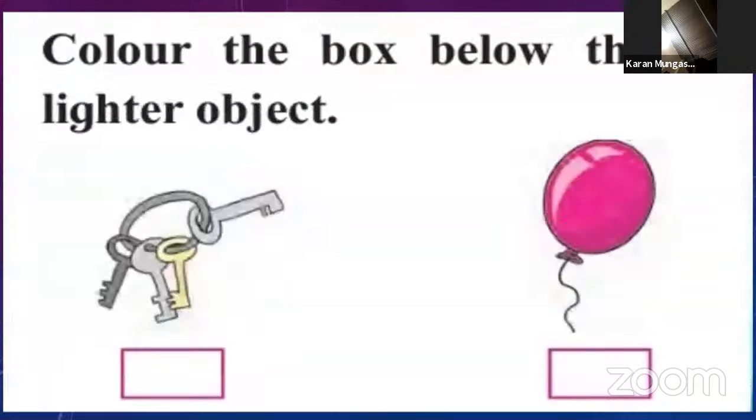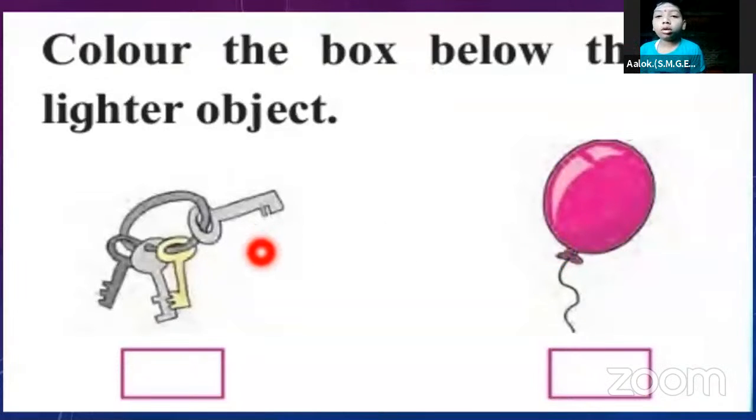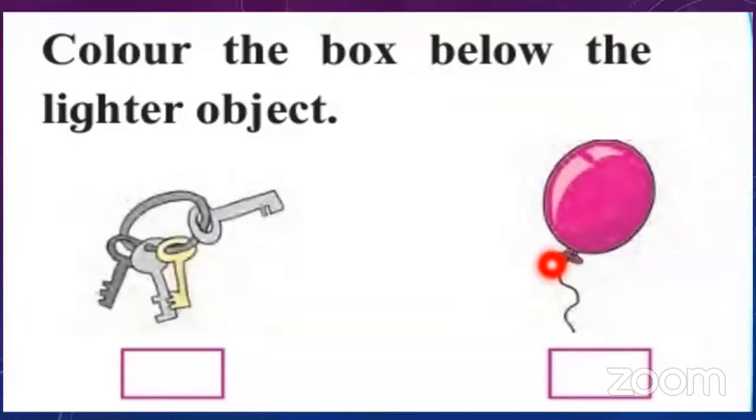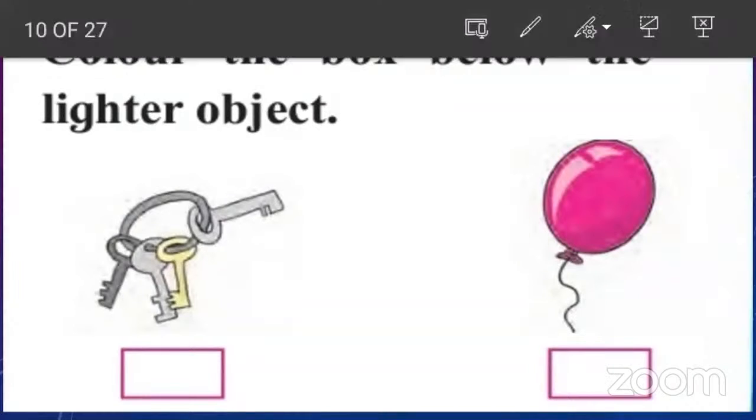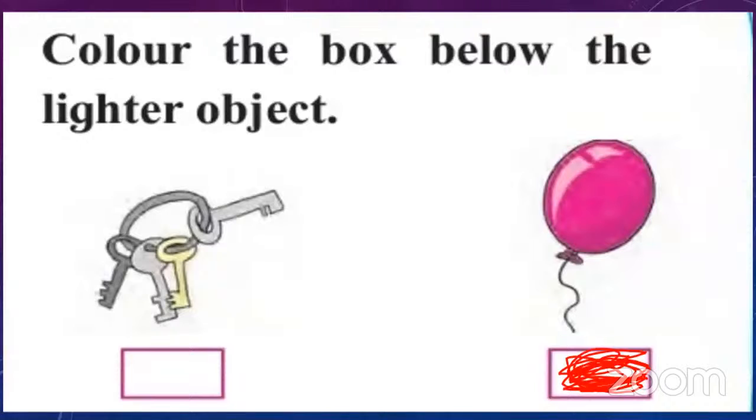Okay. Now look at here, children. What do you see? Color the box below the lighter object. Here you can see the bunch of keys and a balloon. So which one is lighter? Balloon. Yes, balloon is lighter. So what we have to do? We have to color the box below the balloon. So let us do that. Yes. Done.